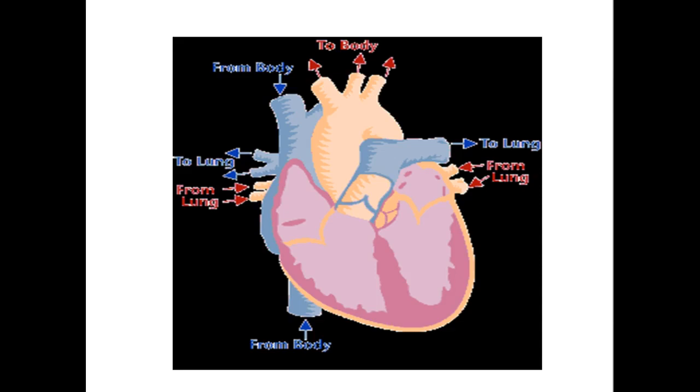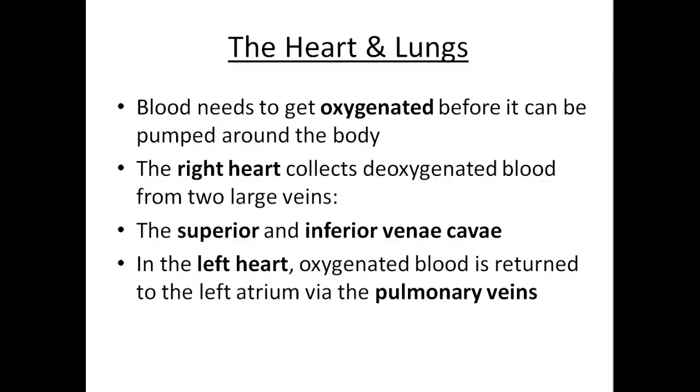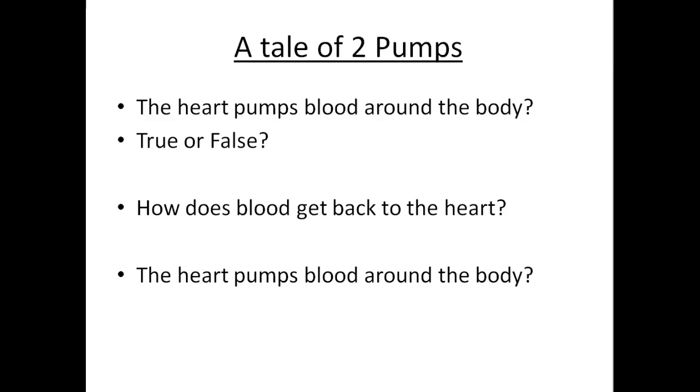Right, so the heart and the lungs. Blood needs to get oxygenated before it can be pumped around the body. The right heart collects the deoxygenated blood from two large veins called the superior and inferior vena cava. On the left side of the heart, oxygenated blood is returned to the left atrium via the pulmonary veins.